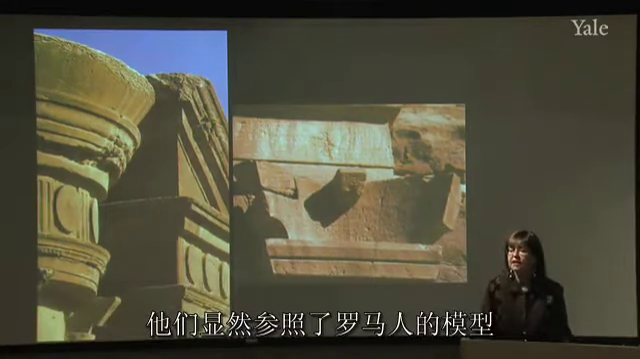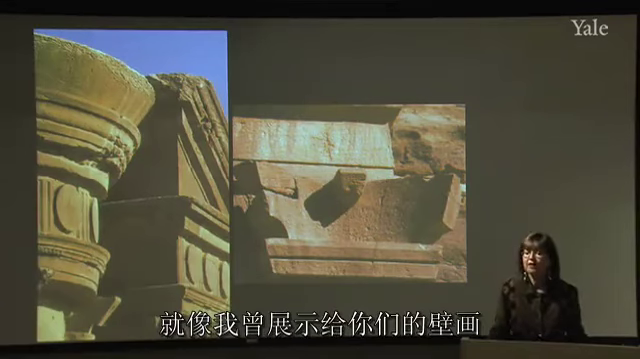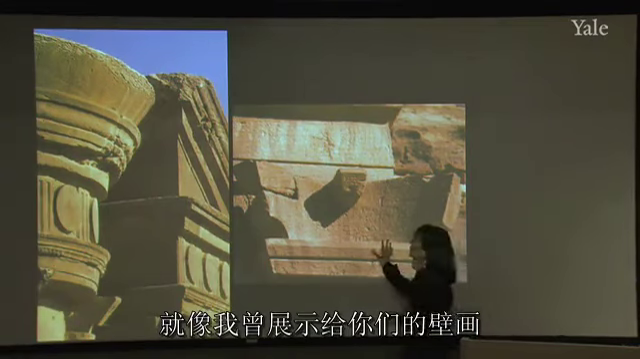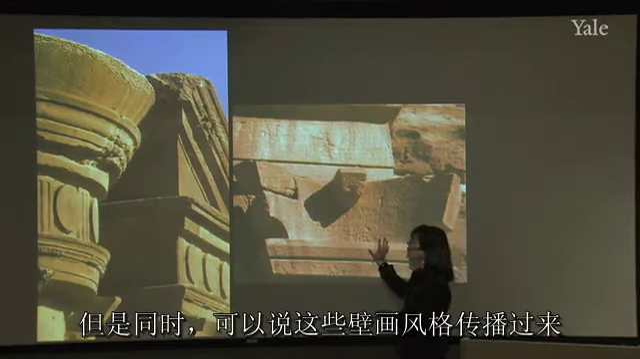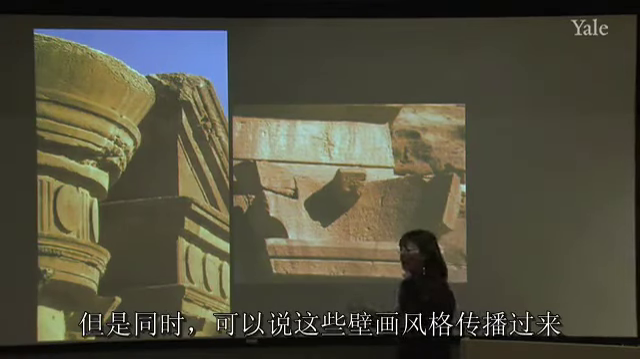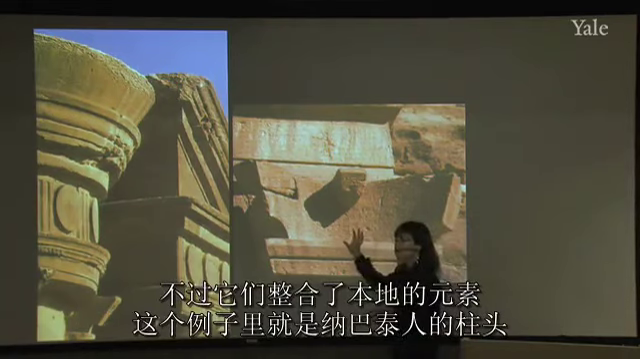tomb, you can see that they're clearly looking at models from Rome. They are clearly looking at the kinds of paintings that I have already reminded you of. But at the same time, or let's say drawings made from those paintings that are circulated or the architects may have access to, but they are combined with local elements, in this case the Nabatean capitals.